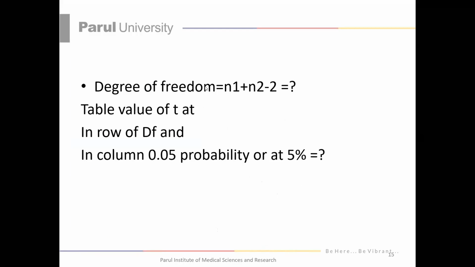For table value, we need to calculate degree of freedom, and we need to assume significance level. So we take 5% significance level. So degree of freedom is 13 plus 12 minus 2, which is 25 minus 2, equal to 23. Our degree of freedom is 23 and our level of significance is 5%.